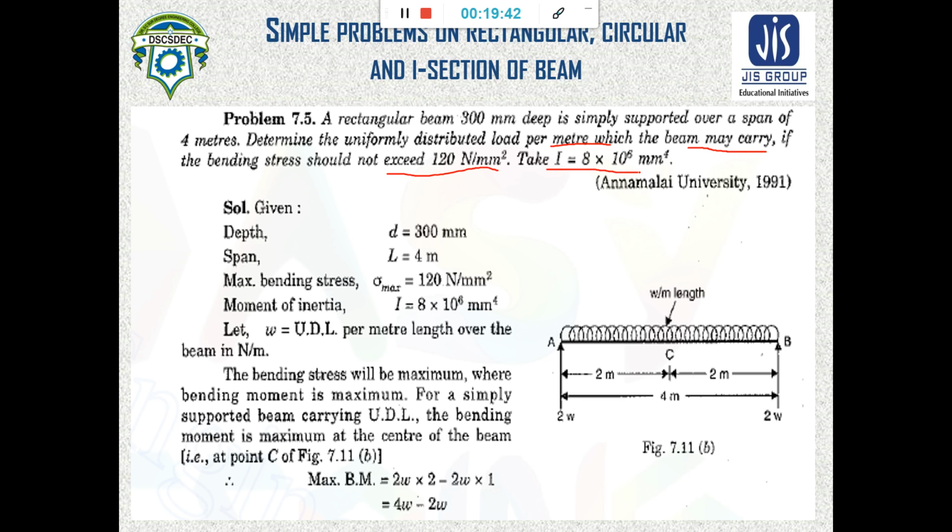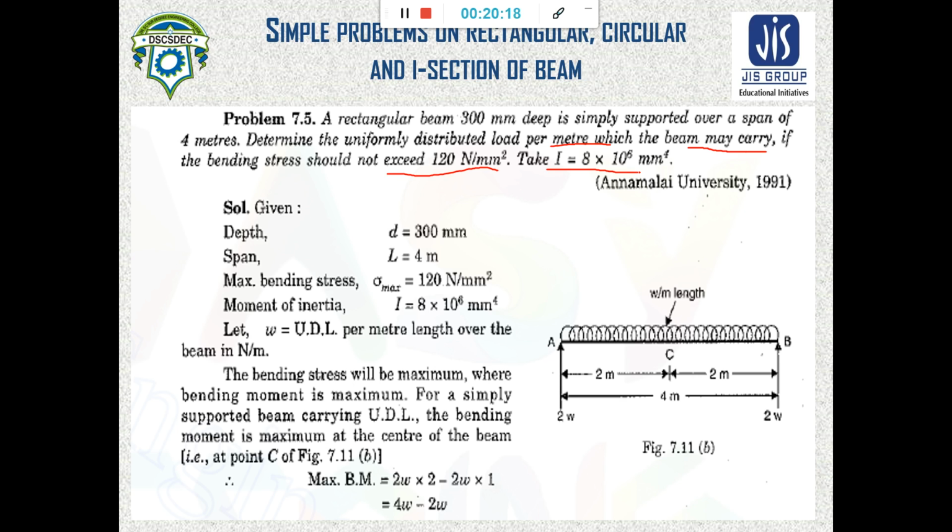Here a rectangular beam is given, and the depth, span, bending moment, moment of inertia. These things are given. Now we know that bending stress is caused by the UDL, that is uniformly distributed load. So where will the bending stress be maximum? Here B is not given. So bending stress will be maximum.